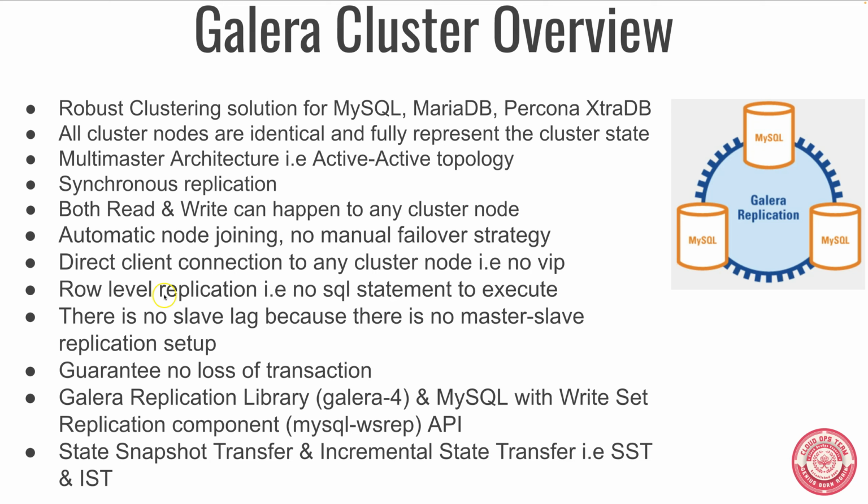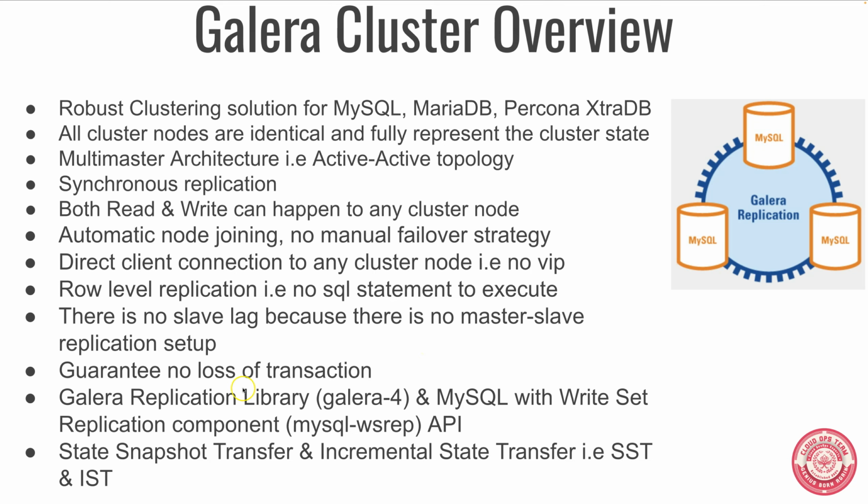And the replication is happening at the row level. There is no SQL statement to execute where you can skip something. It is at the row level. That is why, as you will find later on, there is no loss of transaction. Actually, the point is right there: there is a guarantee of no loss of transaction. This default row-level replication is what is happening. And there is no slave lag because there is no master-slave replication setup.